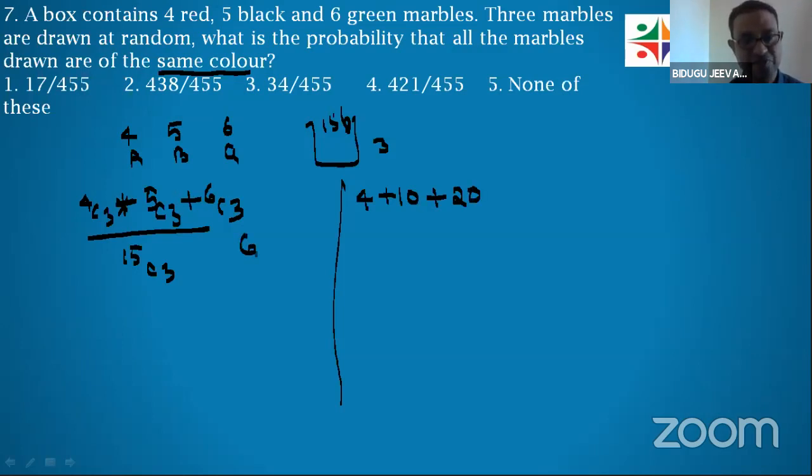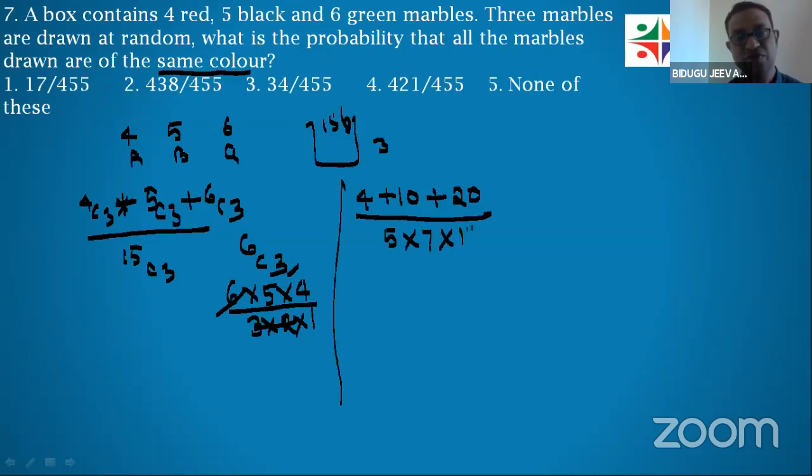6C3, let me explain this one. 6C3: 6 into 5 into 4 upon 3 into 2 into 1. So 3 is there. I need to reduce 3 times. Fine. It is 20 divided by the same 15C3. I think we got 5 into 7 into 13. So ultimately your answer is 34 by 455. I hope you understood this. Let me switch over to the next one.